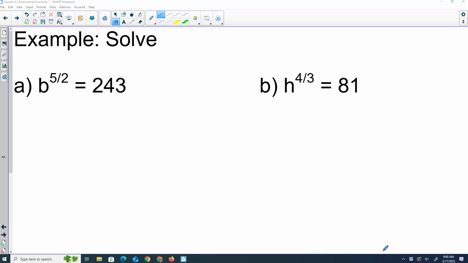Here the variable is the base. We've solved problems like this before. The only difference is the power I gave you was a fraction. What does it mean if something is to the 5/2 power?